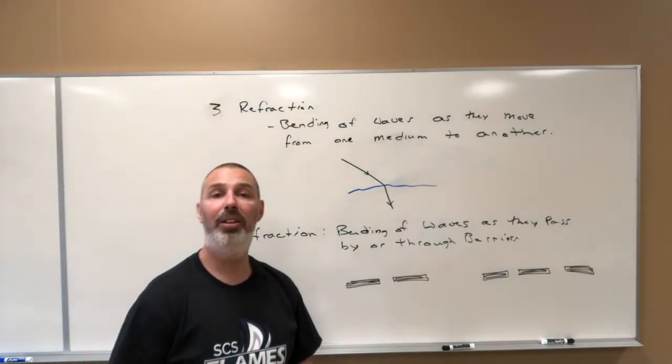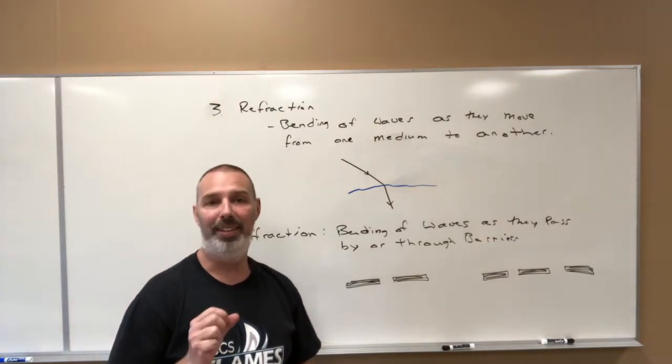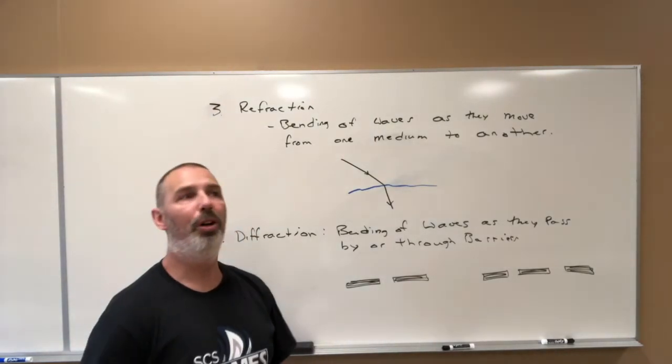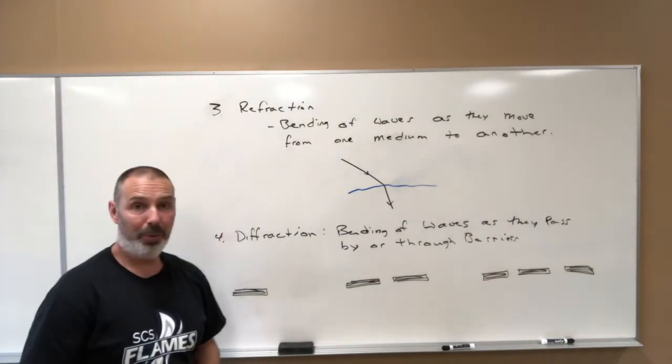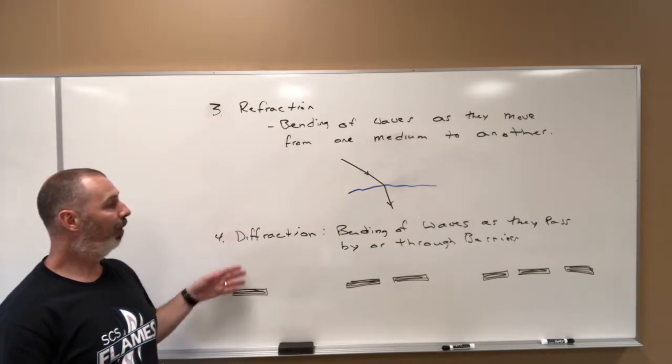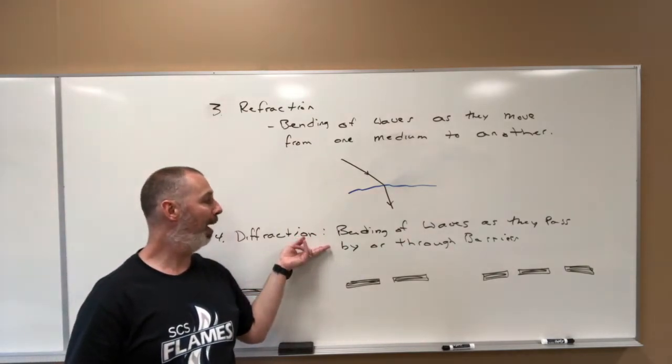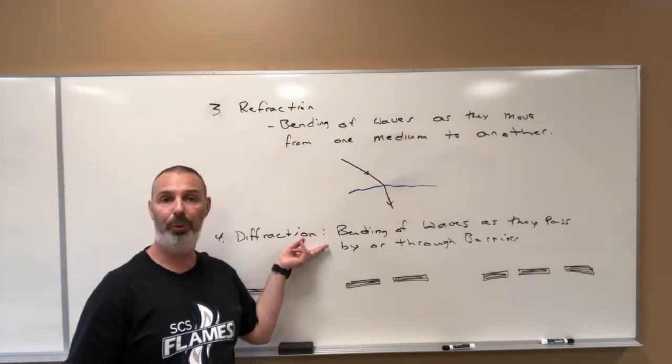So for now, all you need to know is that refraction is the bending of a wave as it moves from one medium to another. The final property that we want to look at is diffraction. Diffraction is the bending of waves as they pass by or through a barrier.